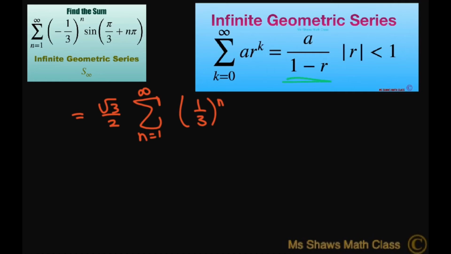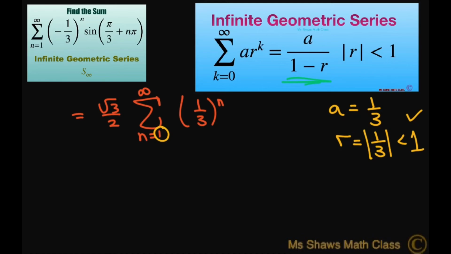Now, looking at my formula here, when you substitute in, your first term is going to equal 1/3. Also, the second term would be 1/3 times 1/3. So your common ratio is 1/3. The absolute value of 1/3 is less than 1, so it's good to use our formula.